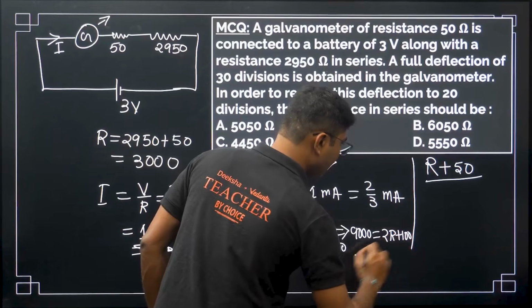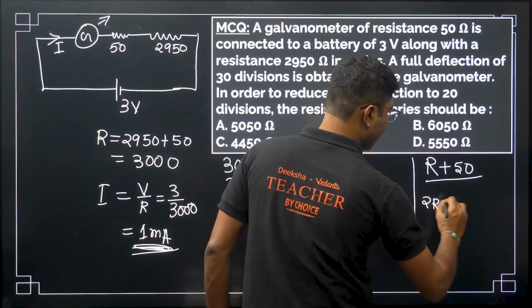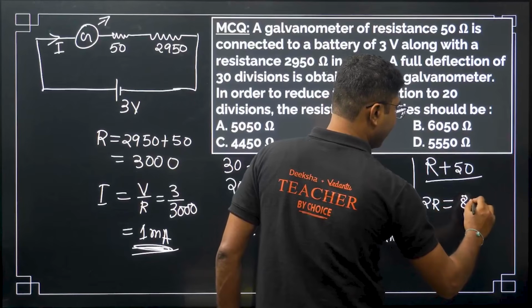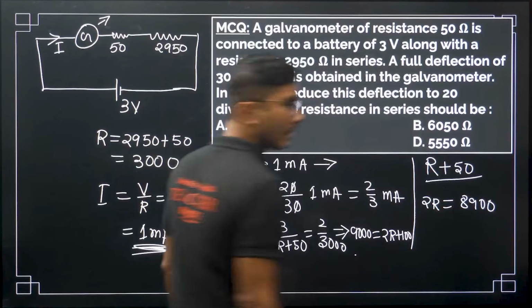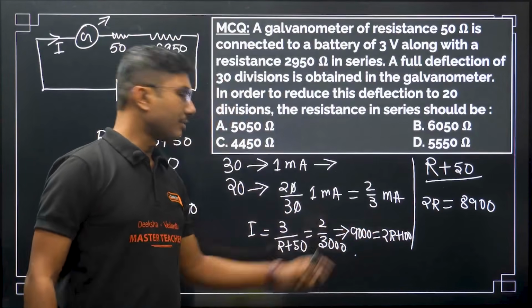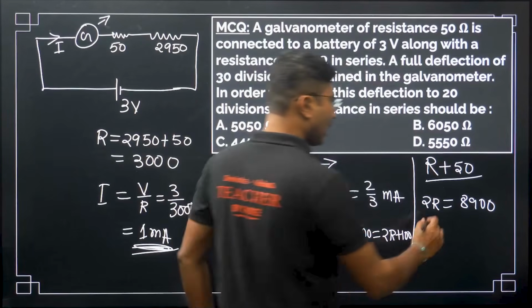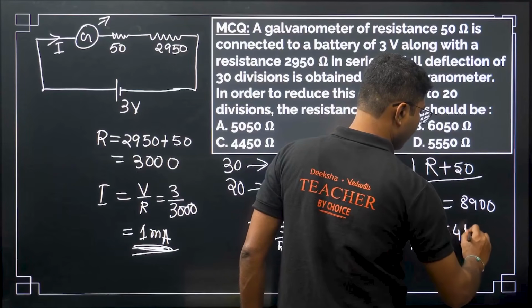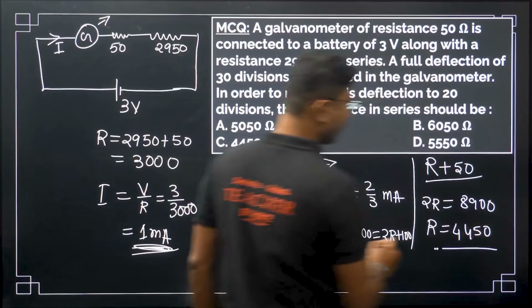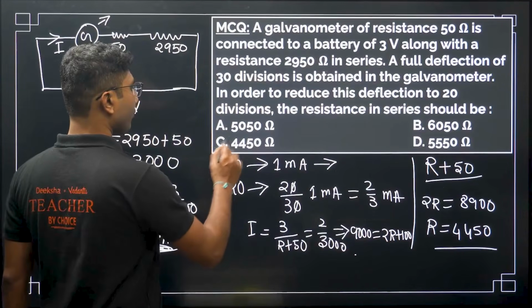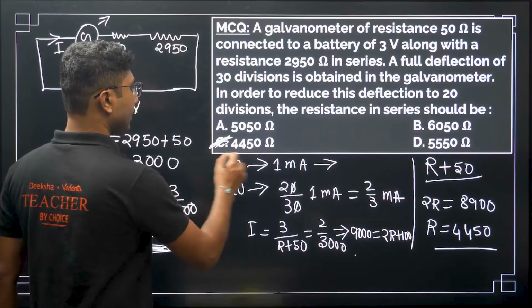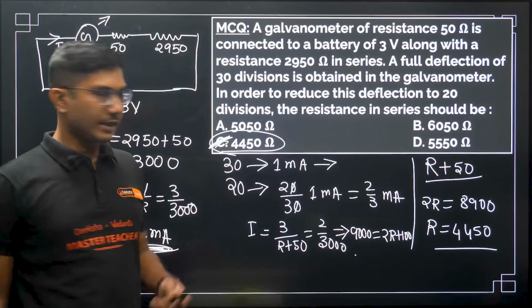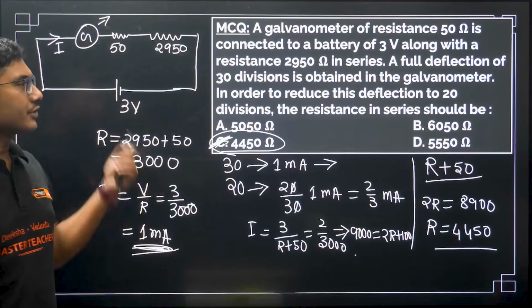So 2R equals 8900, right? This 100 will come to this side with a minus, so R value will be 4450. So the new resistance should be 4450 ohm. Option C in this particular question is the correct answer. Try to practice some more questions on this.